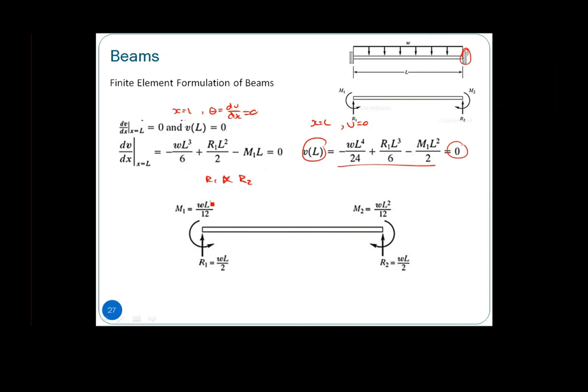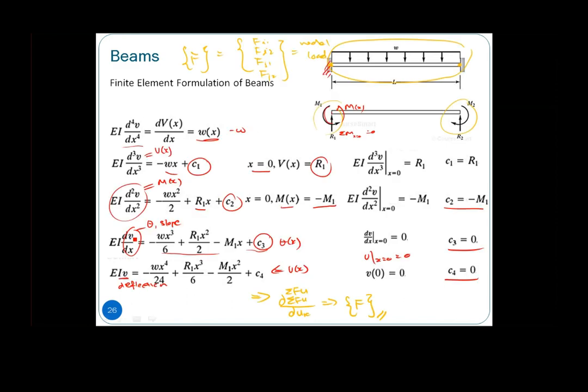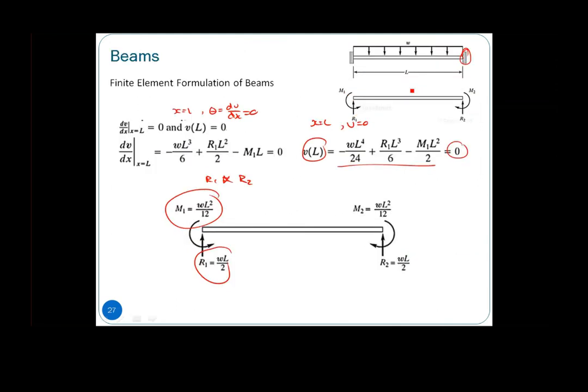So we found that our R1 is WL/2, and our M1 is WL^2/12. Then you use statics again from what we have here. This is equivalent to WL in total, and from statics we know that it is WL/2 on the other side.